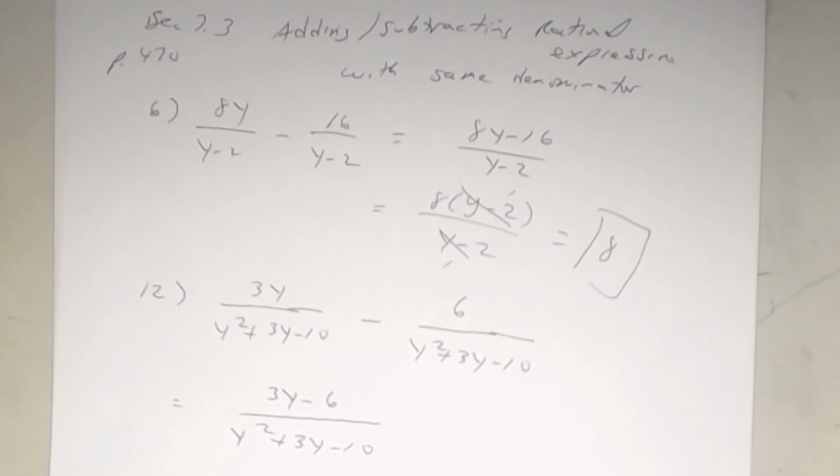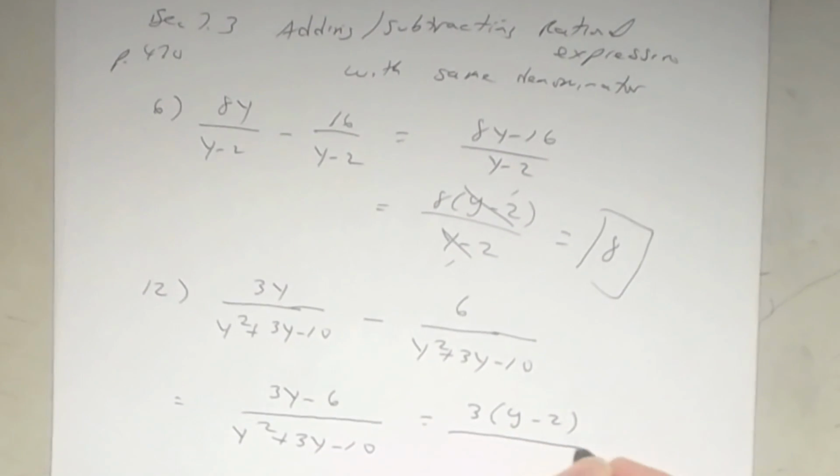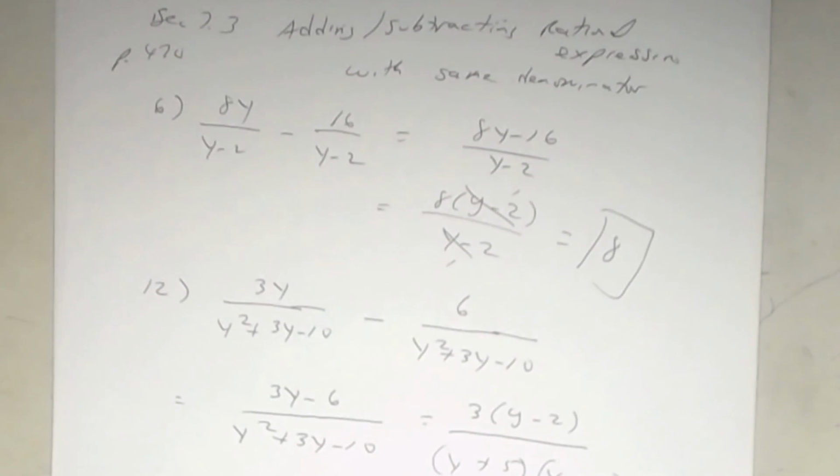Factoring. Okay. How do you factor the numerator? GCF is 3, so 3 times y minus 2. How do you factor the denominator? The GCF is 1, and it's a trinomial, so go directly to two binomials. Y plus 5, y minus 2, and then the 5 is positive, the 2 is negative. Okay, correct.